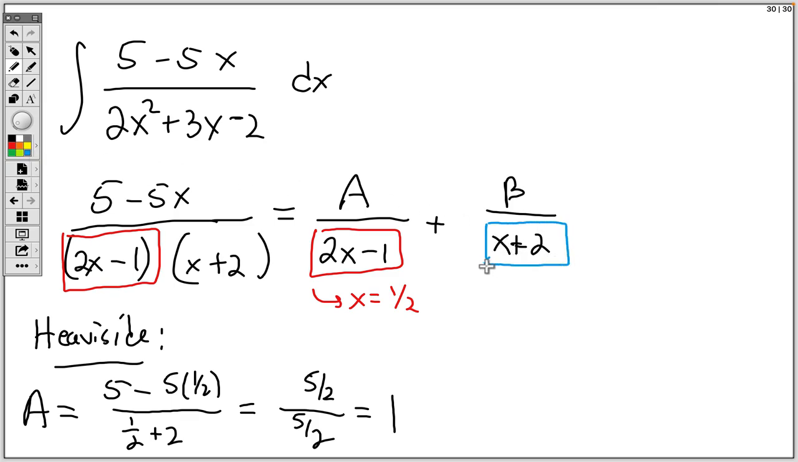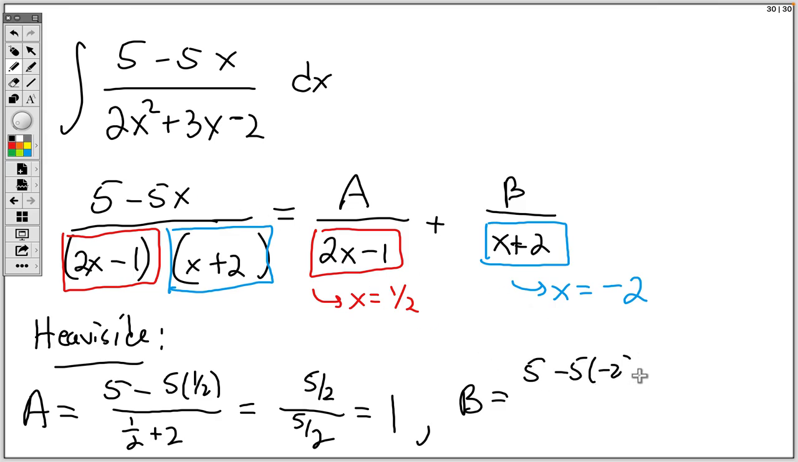Now I go over to this linear factor here. Set this equal to 0. The root here would be x equals negative 2. I would cover up the factor there, x plus 2. Plug negative 2 into what's left over there, 5 minus 5 times negative 2, divided by 2 times negative 2 minus 1. In the numerator there, I would get a positive 15. And in the denominator, I would get a negative 5, so b would be a negative 3.